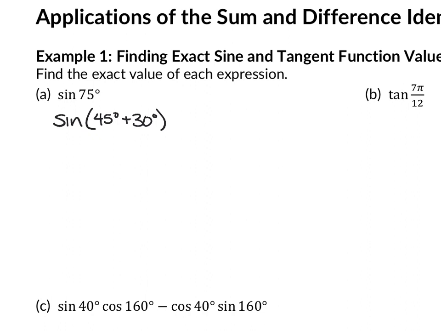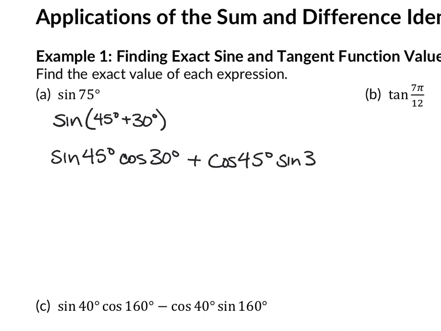So if we expand it using the sum of sines, not cosines, that means we're doing the sine of 45 degrees, the cosine of 30 degrees, plus the cosine of 45 degrees times the sine of 30 degrees. Let me highlight this so it makes sense. Here's our first angle in the formula, and here's our second angle in the formula. Now, all of these values are things on a unit circle we know.